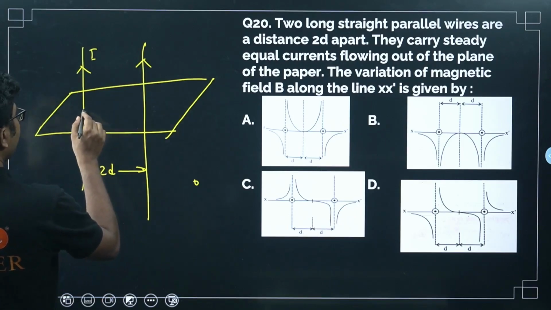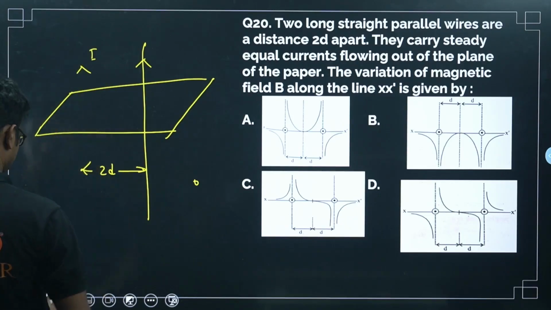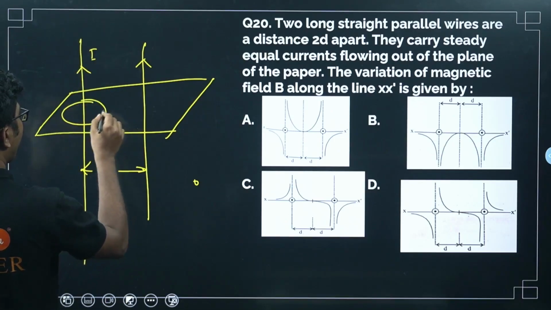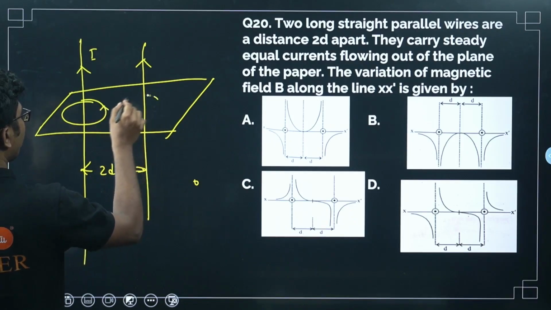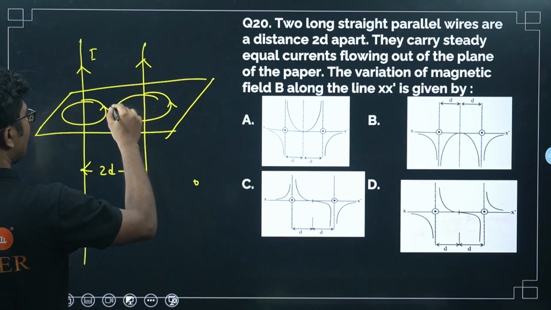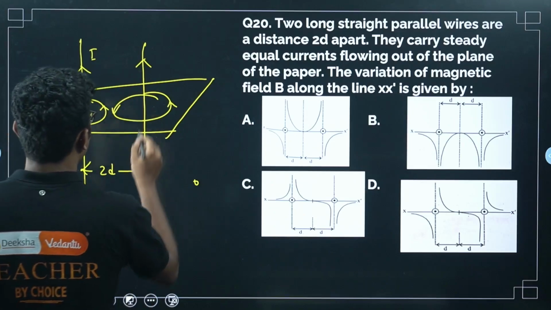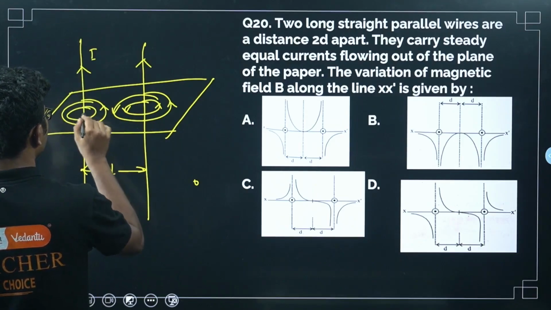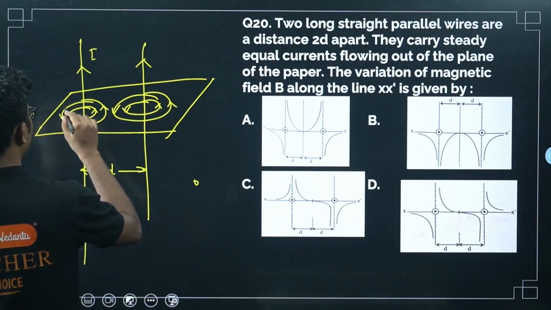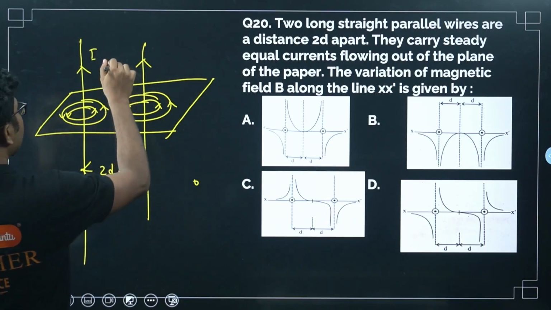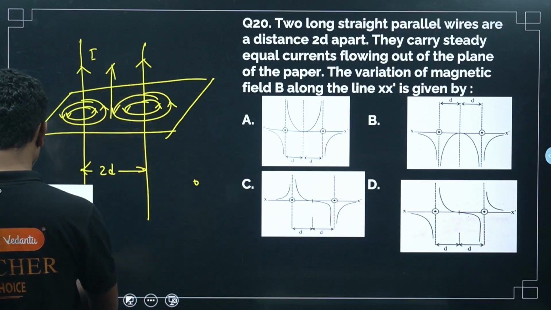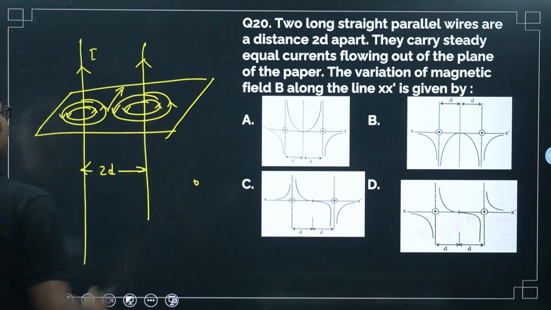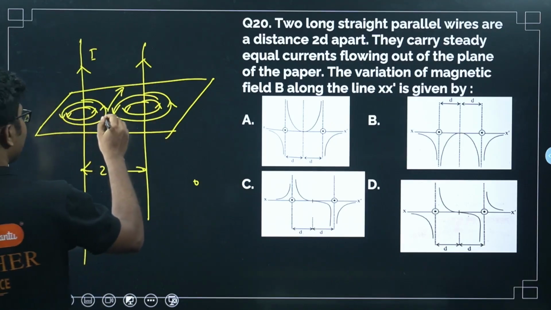To solve this problem, let us draw the magnetic field lines. Magnetic field lines will be like this. For this also it will be like this, and here it will be like this, right? So it will be concentric circles. Here, here, same here, here, here. Now let us assume that this direction of magnetic field along the plane is positive, and in this direction it is negative.